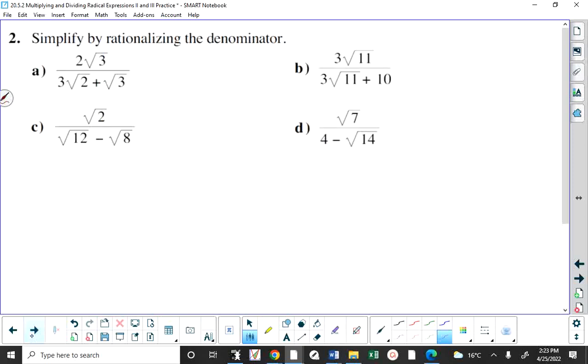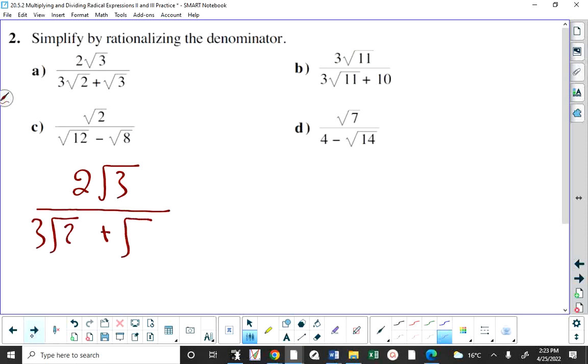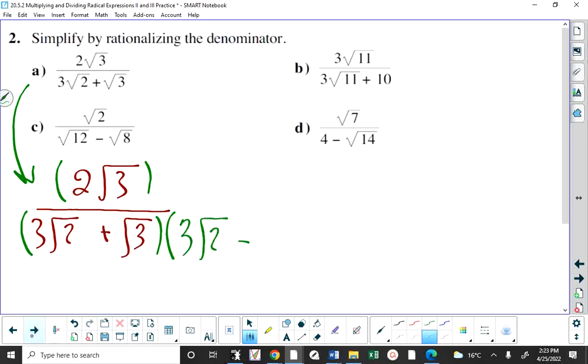So we have 2 root 3 over 3 root 2 plus root 3. And I'll tell you what I think makes the execution here difficult is you've got roots, you've got not roots, you've got 2's, you've got 3's. Visually, it's a bit of an assault on our senses. But I'm going to multiply the top and the bottom. This is the one you asked about, right? Okay, good. I'm going to multiply the top and the bottom of this expression by the conjugate of the bottom, which is 3 root 2 minus root 3.